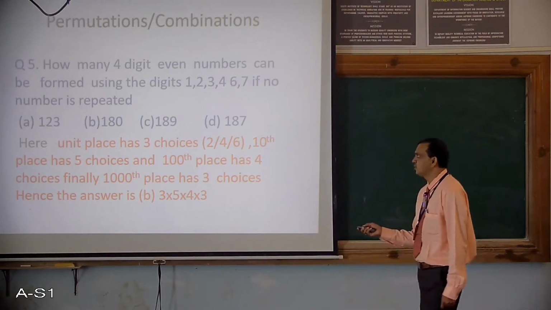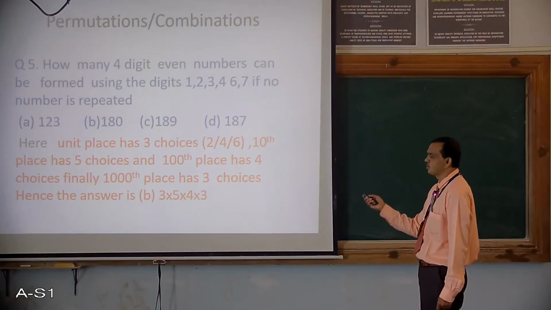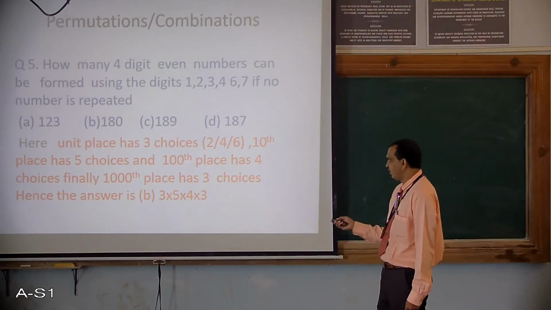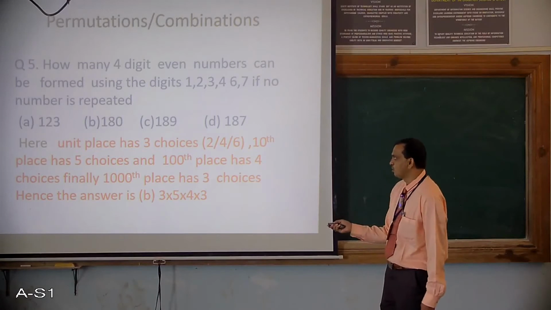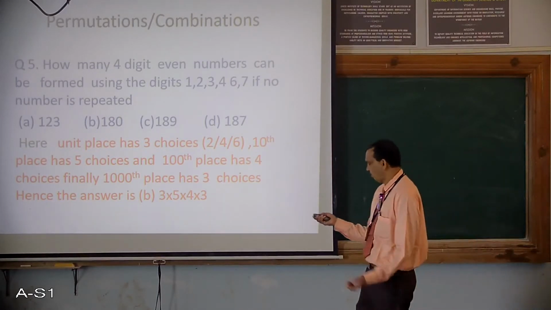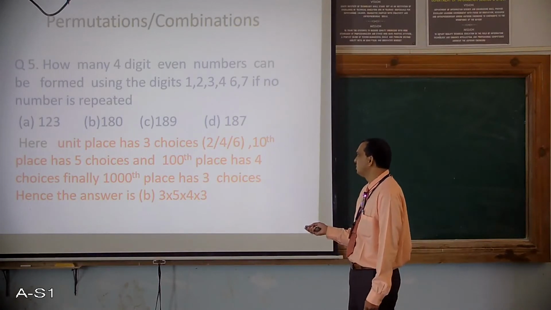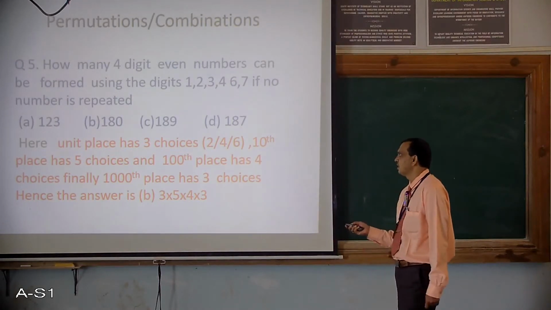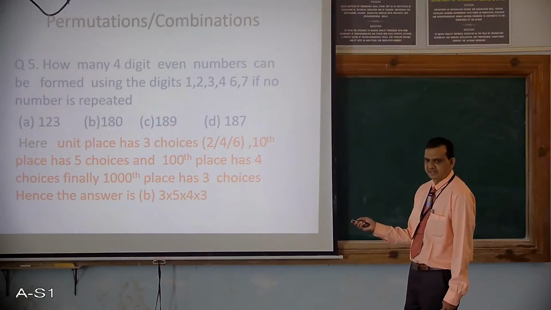So that has 5 choices. Correct? Because out of 6, 1 is gone. Remaining 100th will have 4 choices. And the 1000th place will have 3 choices. Simply multiply by the product formula, which gives the answer 3 into 5 into 4 into 3, which makes it 180. So the answer is B, 180.